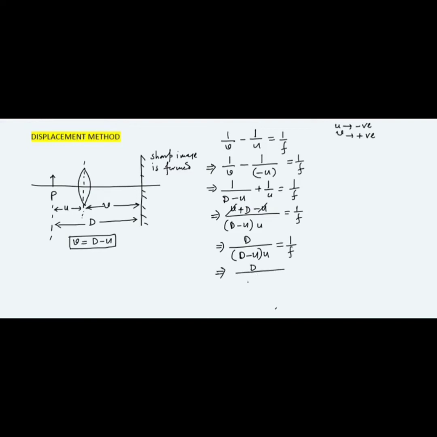Now this gives us D upon (Du minus u square) is equal to 1 by f. Clear? So this gives us Du minus u square is equal to Df. What can I write here? It gives us a quadratic equation: u square minus Du plus Df is equal to 0. So this is a quadratic equation.